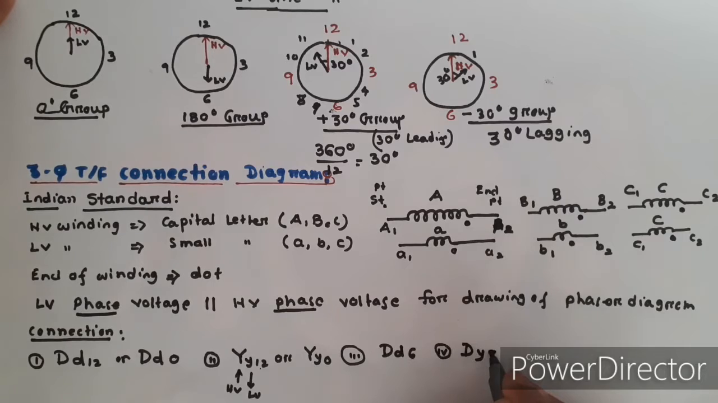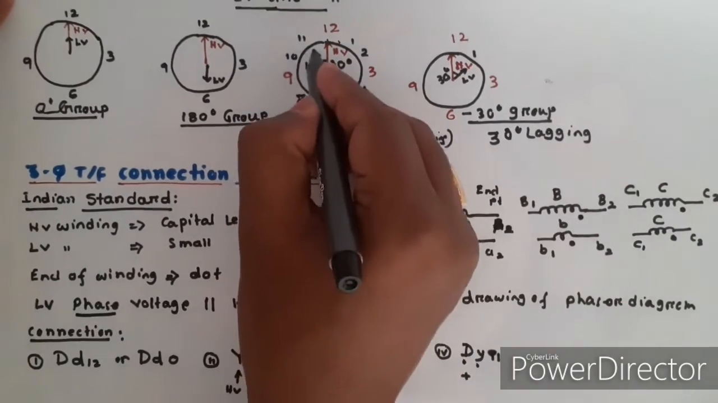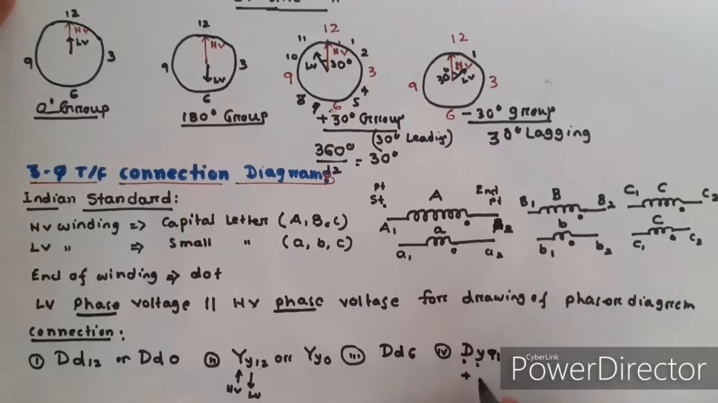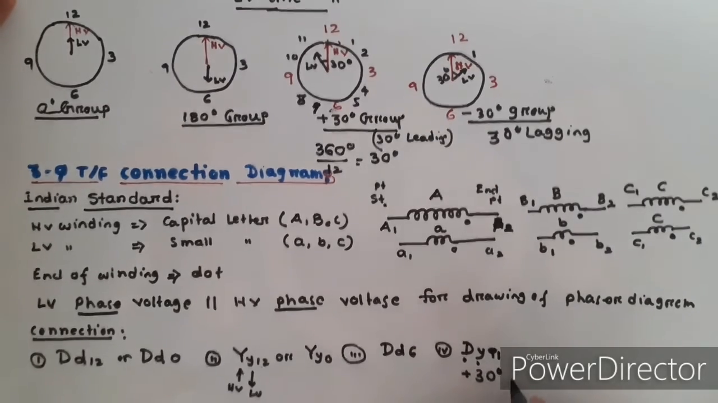Sorry, DY11, not DY6, DY11. This is HV delta connected, LV star connected and LV at 11 o'clock. That means it is 11 o'clock in the clock diagram. This is plus 30 degree group.